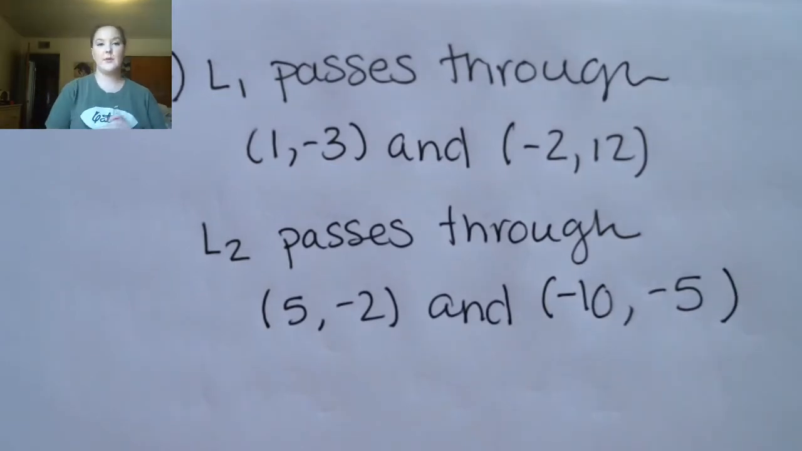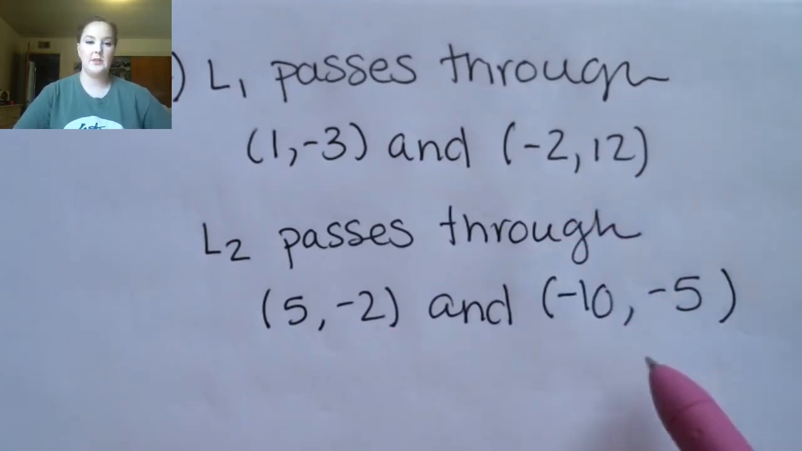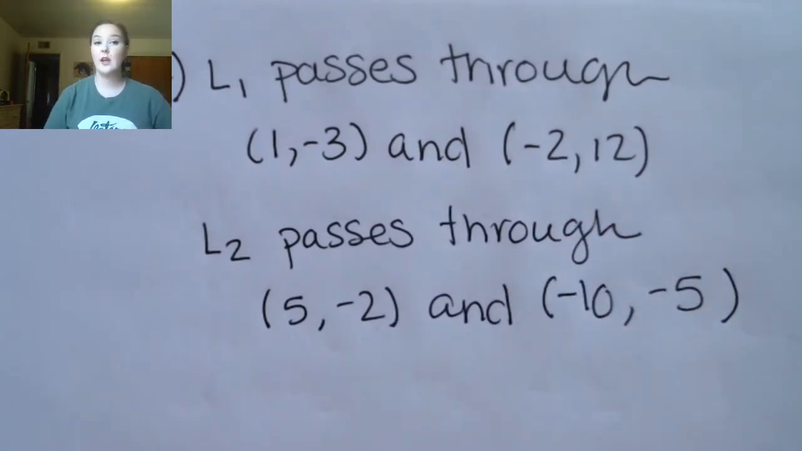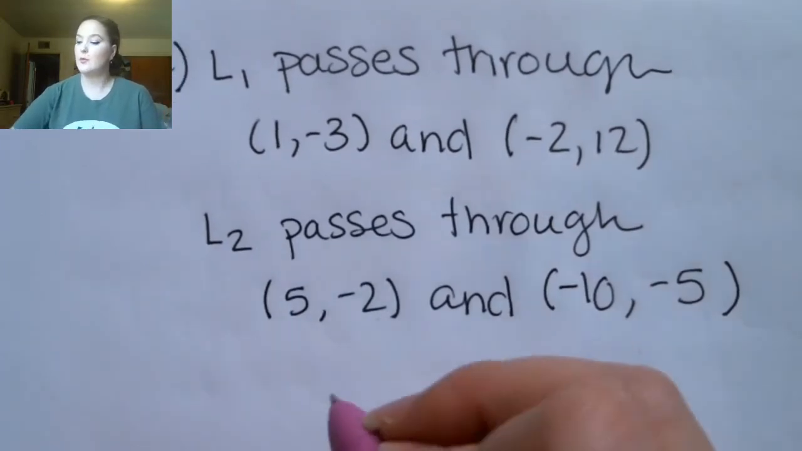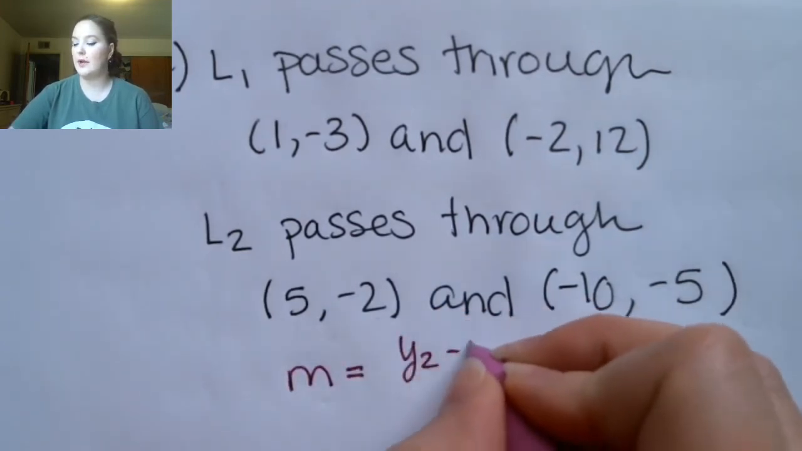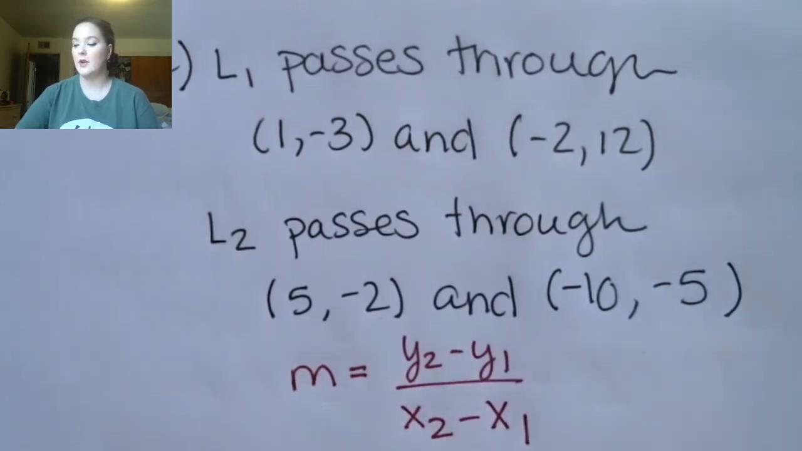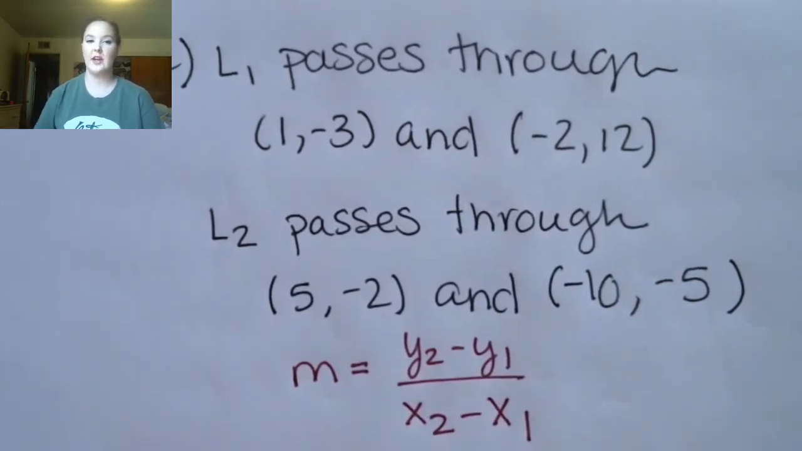Okay, so we have one line L1 that's going to pass through these 2 points, and the second line L2 is going to pass through these 2 points. Again, we want to find the slope. We're focused on the slope. This time we need our slope formula. Remember, slope equals y2 minus y1 over x2 minus x1, right? Change in y over change in x.